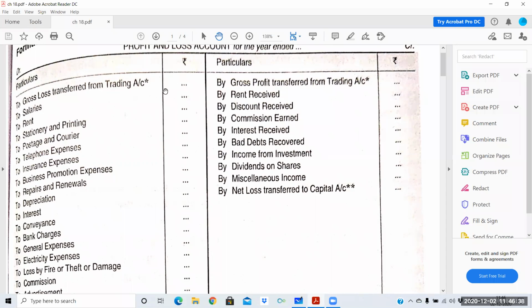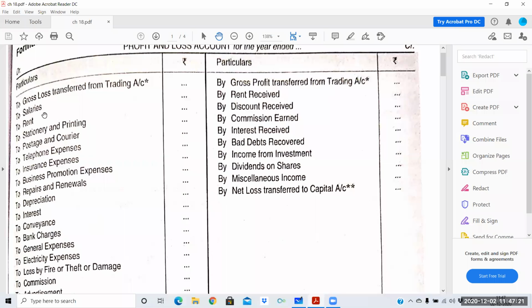So this account will be started with the profit or loss. If the profits are there in trading account, it will be written in the credit side by gross profit transferred from trading account. There we have written gross profit transferred to profit and loss account. And here we will be writing gross profit transferred from trading account. Profits are having credit balance, so we have shown in credit side, and this figure either will be given in the question or you have to find out by preparing trading account. And if loss is there, then it will be written in the debit side to gross loss transferred from trading account. Then all the indirect expenses one by one you are supposed to write.